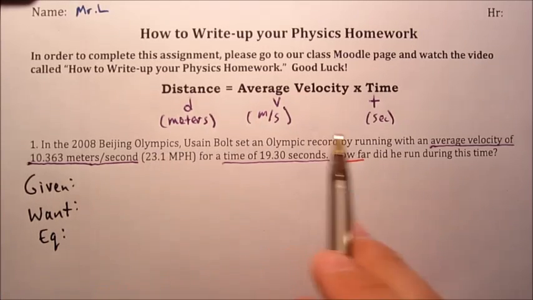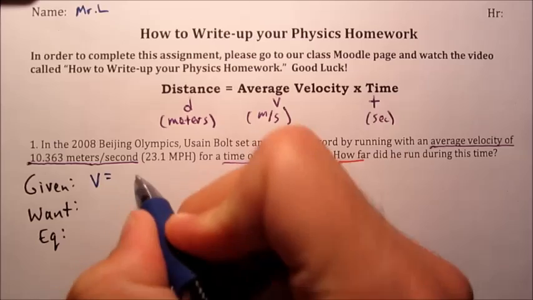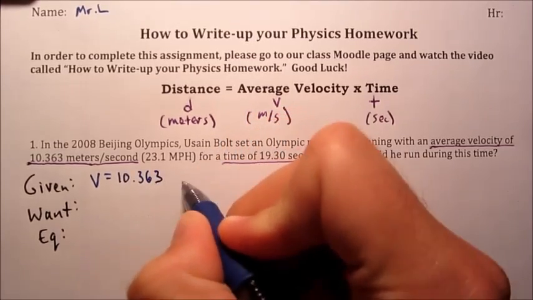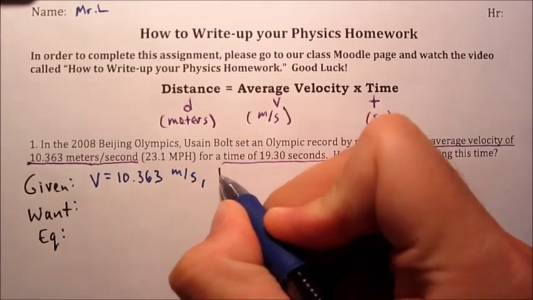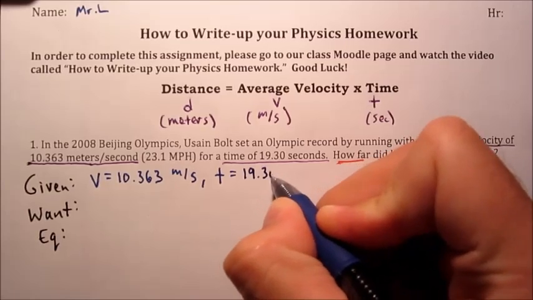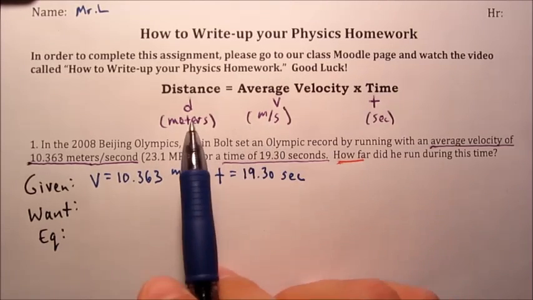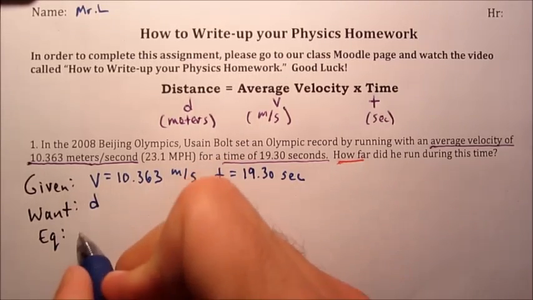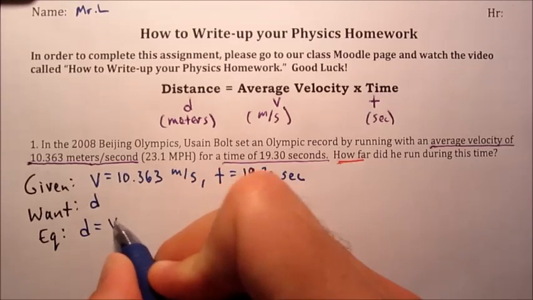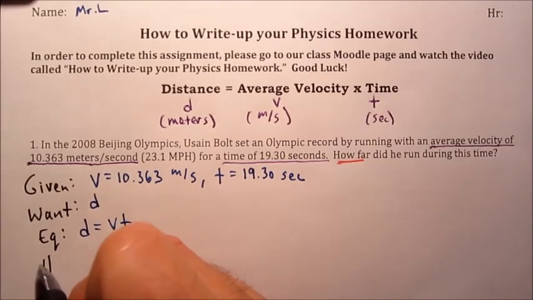Average velocity, we're looking here, so we're going to say V equals, let's go with the blue pen, V equals 10.363 meters per second. And it says that he ran this in a time of 19.30 seconds, so we'll say t equals 19.30 seconds. And then it says we want how far, so we want the distance that he ran. So if you look up here, we're looking for d. And for this assignment we only have one equation, so we're going to write down that equation, which says d equals velocity times time. Alright, so the last step, we always write the equation we're using, and then the last step is plugging in our numbers.